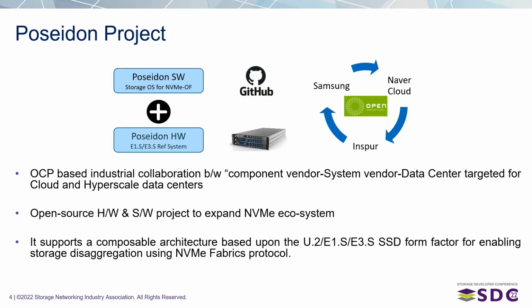The software part of Poseidon OS is maintained in GitHub as an open source project, whereas the hardware from Inspur is already available and is compliant with the OCP specification. Poseidon hardware supports a composable architecture based upon the U.2, E1.S, and E3.S SSD form factors for enabling storage disaggregation using NVMe fabrics. Since the Poseidon system is co-designed for both hardware and software, it commits to provide all the vital features of the NVMe fabric protocol.